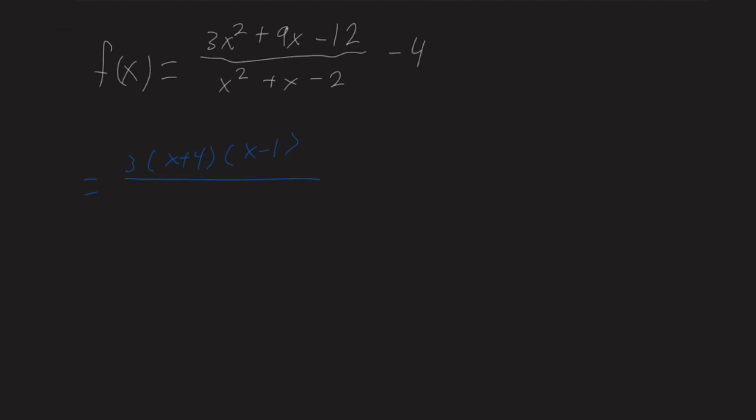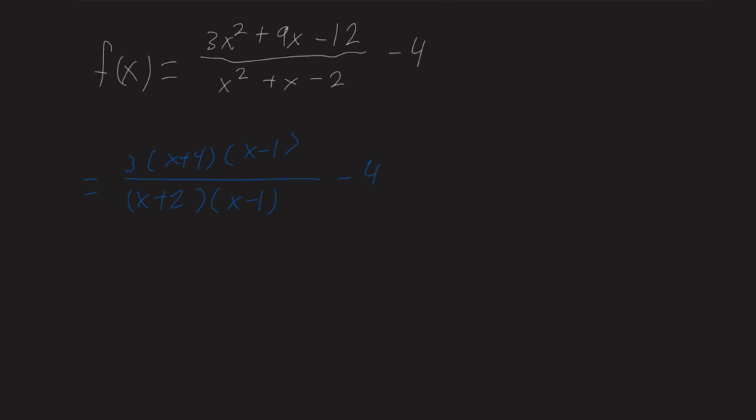Now let's try one more example, everyone's favorite, rational functions. I'm going to give you 3x squared plus 9x minus 12 all over x squared plus x minus 2, all minus 4. Okay, let's find the domain of this guy. Like I said before, we always got to factor. So I encourage you to try and factor this on your own and then come back. So what we're going to get after that is 3 times x plus 4 times x minus 1 all over x plus 2 times x minus 1, all minus 4.